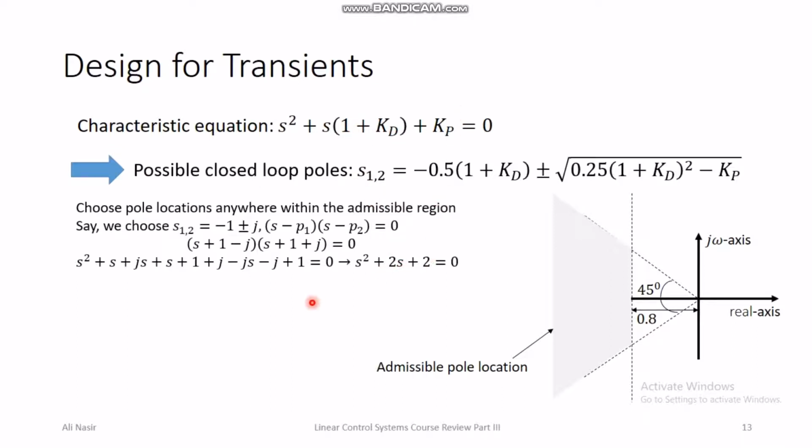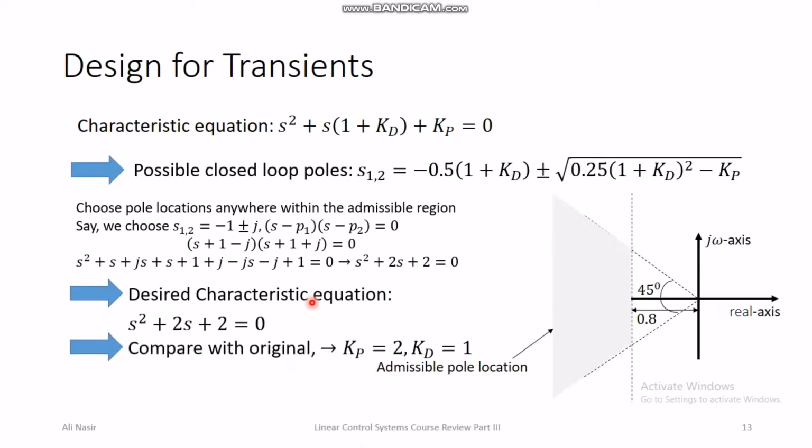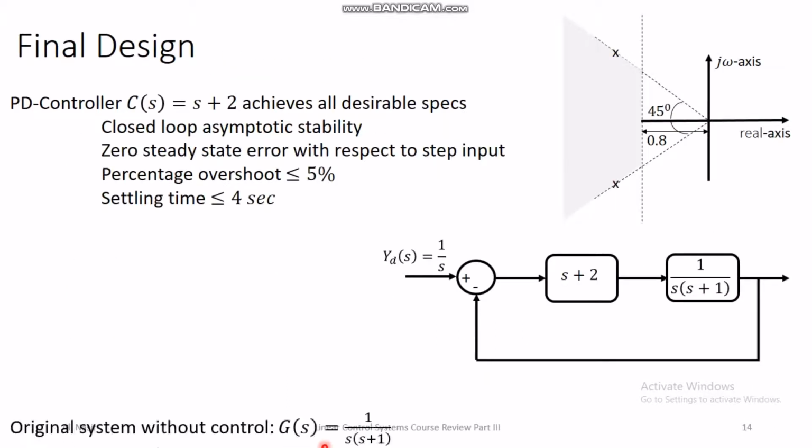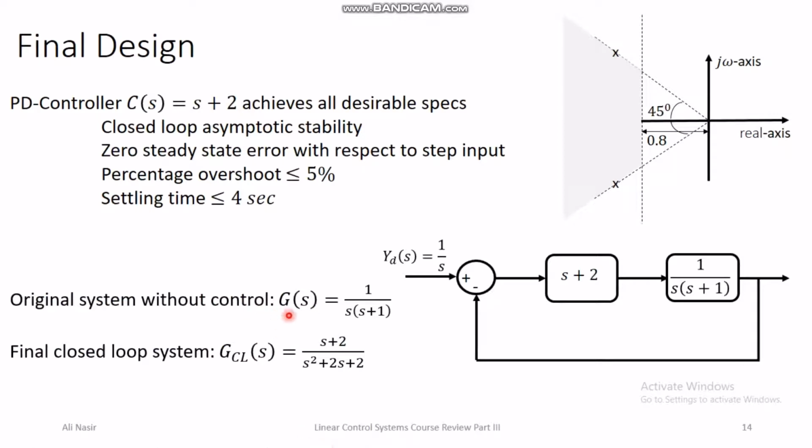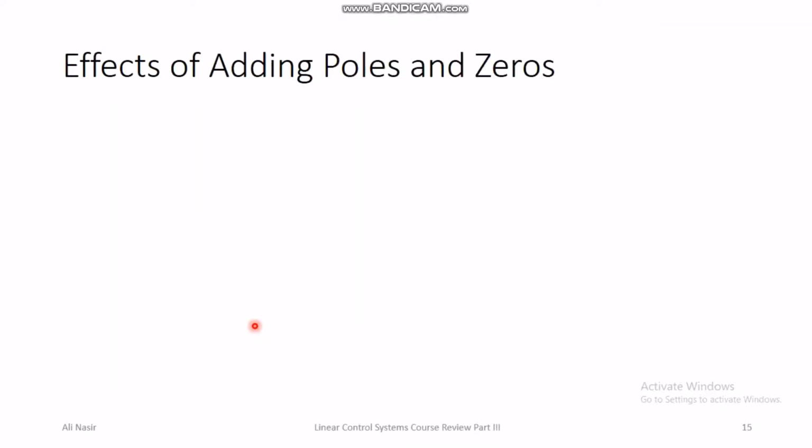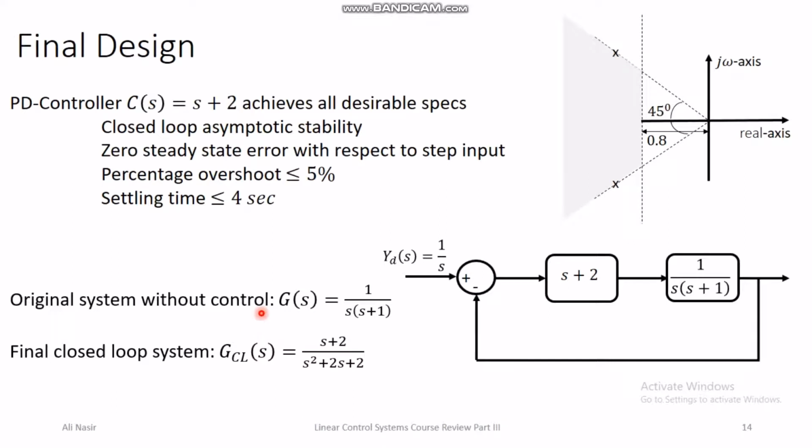So this is the desirable characteristic equation. If we choose kp equal 2 and kd equal 1, then we get the final control design. For this type of plant, the closed loop transfer function will become s plus 2 over s square plus 2s plus 2, and the controller will be s plus 2. So kd is 1, so kds plus kp is s plus 2. That's the controller for this plant, which meets all of these requirements.